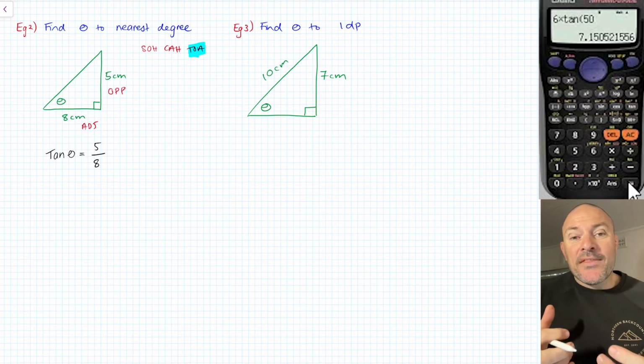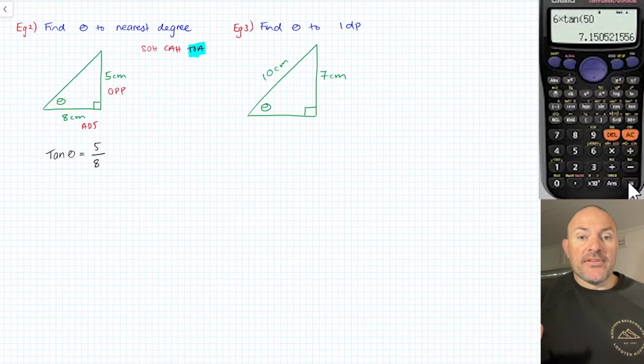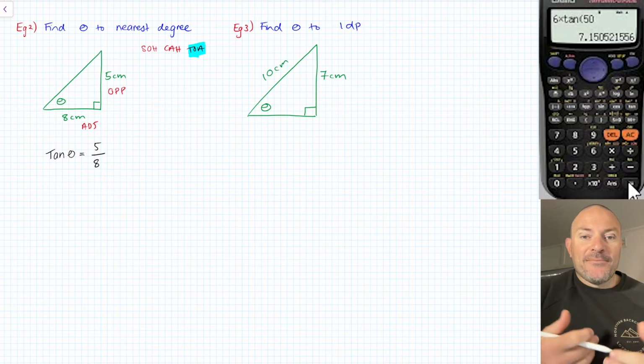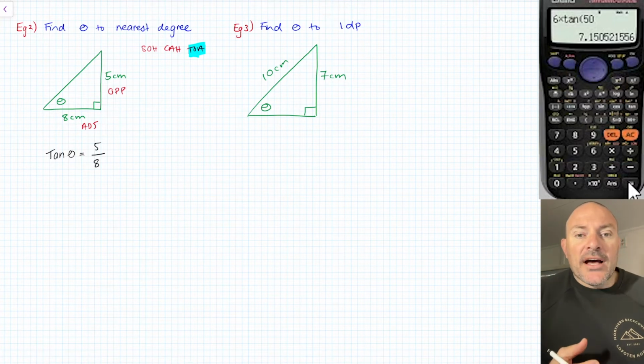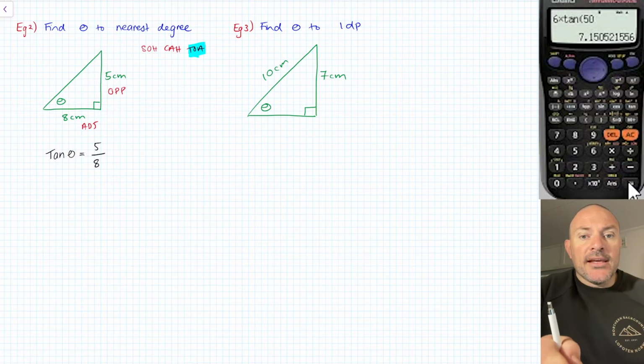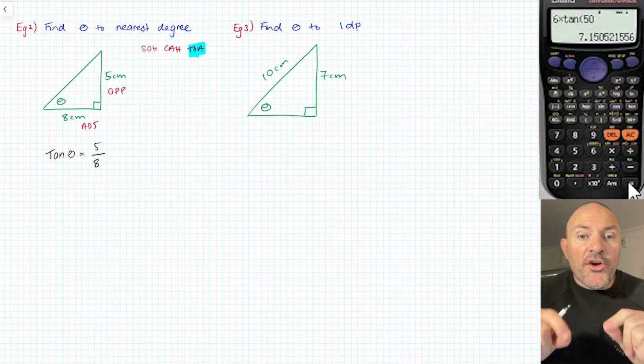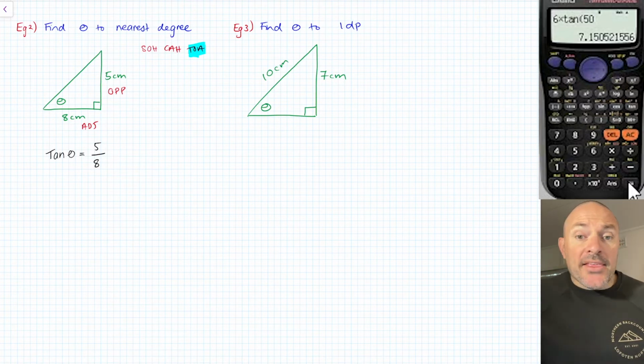Now, this is where the question takes a little bit of a turn, because if I times it by the 8 like I've been doing previously, I've got this unknown theta. I can't press tan theta on my calculator. It doesn't work. I don't know what the angle is. It could be anything. It could be a decimal. It could be a rounding question. So I can't find theta in this instance.